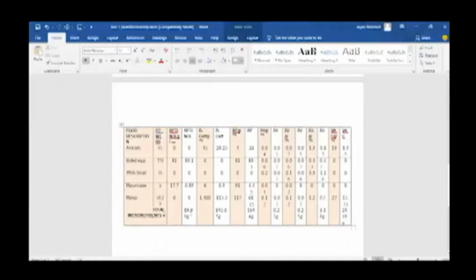So 89.99 plus 845.05 grams plus 164.4 grams plus 0.23 grams plus 0.25 grams plus 3.18 grams plus 24.18 grams is equal to 1127.2 grams. Total macronutrients.